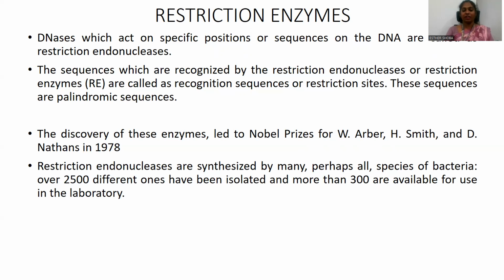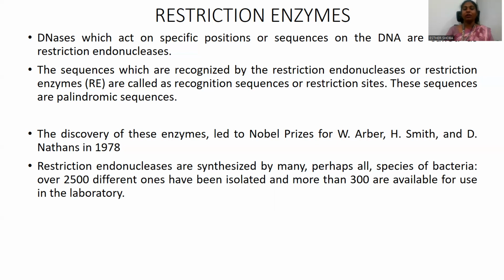Now, recognition sequences or restriction sites are usually palindromic in nature. What do we mean by palindromic? These are sequences which read the same from both ends. A conventional example is madam. From either end, if I read this word, M-A-D-A-M, and repeat it in the reverse direction, it is also M-A-D-A-M. These are called palindromic sequences.